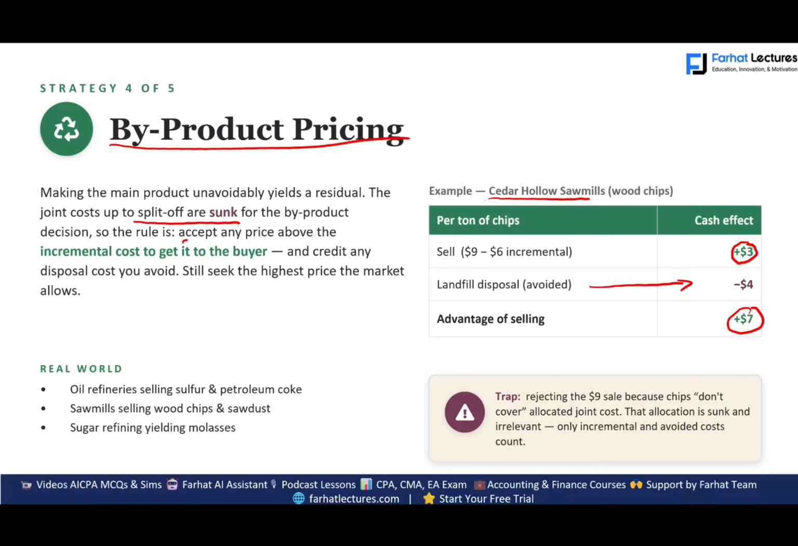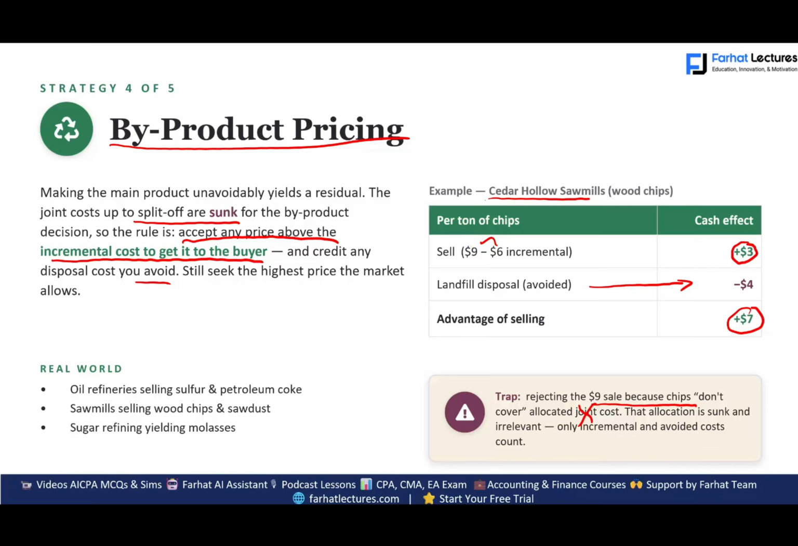So accept any price above the incremental cost to get it to the buyer. The incremental cost is $6, you can sell it for $9, and credit any disposable cost you can avoid, which is the $4. So this is what you have to do in this situation, because if you reject the $9 because it doesn't cover the allocated joint cost, you cannot consider the joint cost. The joint cost is a sunk cost. That allocation is irrelevant. Only incremental costs and avoided costs count.